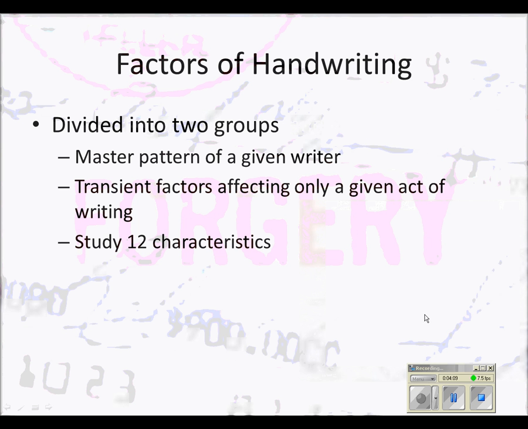So we divide handwriting into two groups, master pattern and transient factors, and we study 12 characteristics of these. The master pattern of a writer is what you figure out, and that's your overall pattern that you're going to use, and all of your writing's going to look like that. Transient factors are factors that are going to affect only a given act of writing. Because you may be tired or under the influence of drugs or alcohol, or having to write fast, or in a dangerous situation, those are going to change what the writing looks like, but the master pattern will be the same, and that's going to be the relative factors or the relative relationships, which are ratios between absolute factors, which we'll look at.